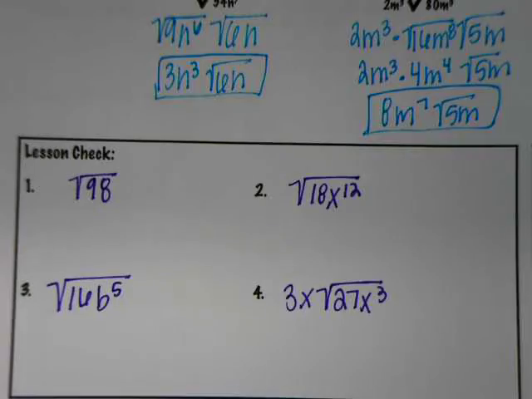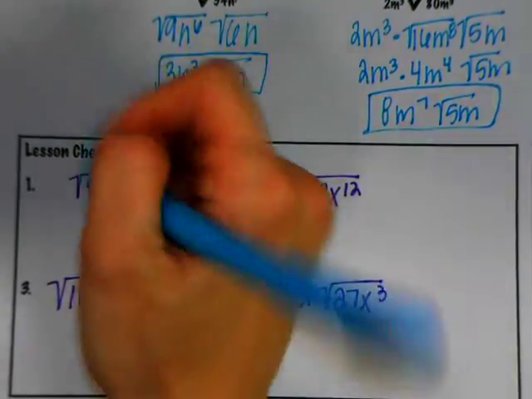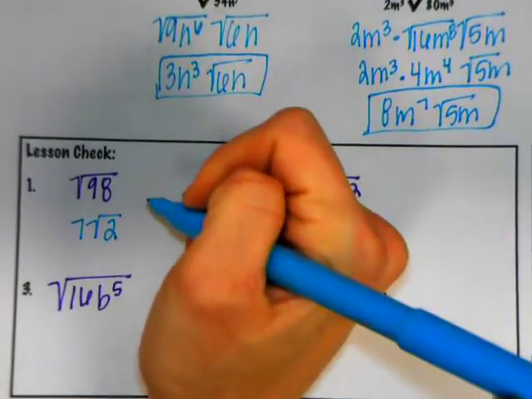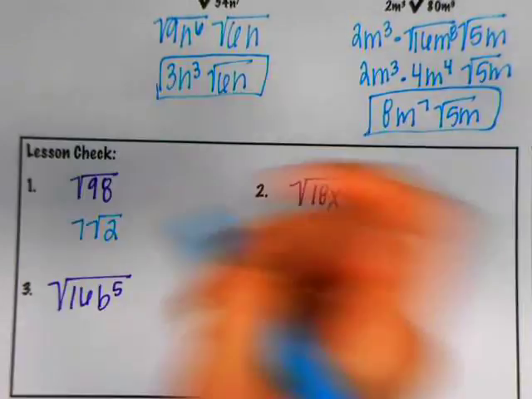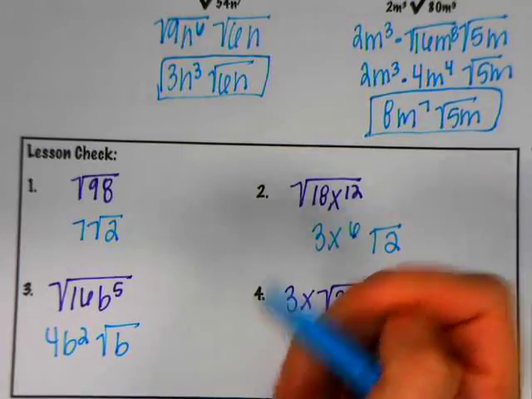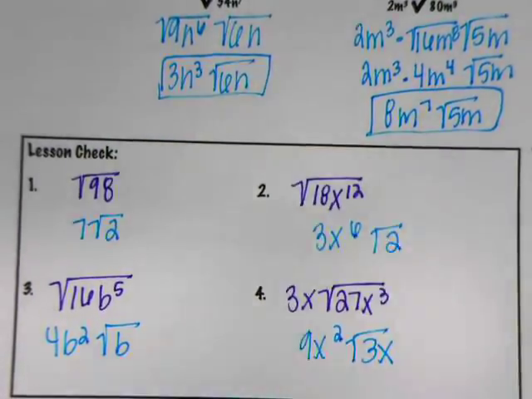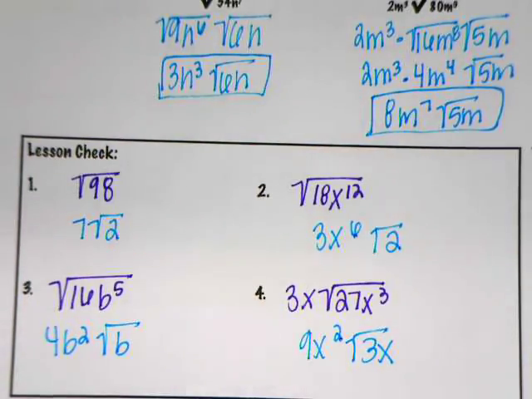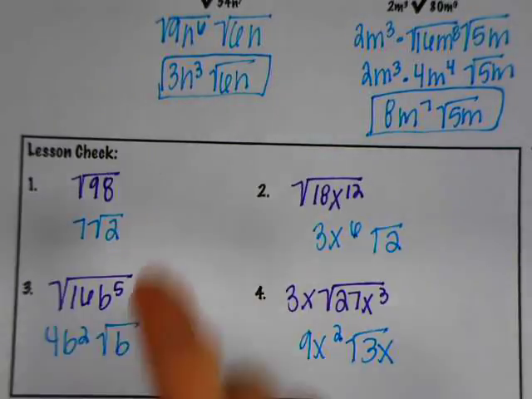Okay, answers, please. All right, so for this one, you have 7 radical 2, 3x to the 6th radical 2, 4b squared radical b. Okay. There's your answers for those. Do you have any questions on those? Number 1. So you'll use 49 and 2.